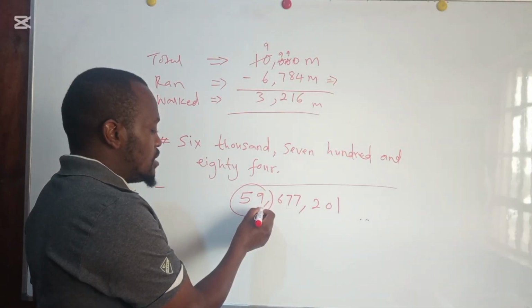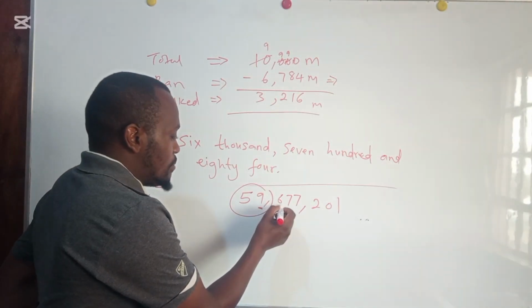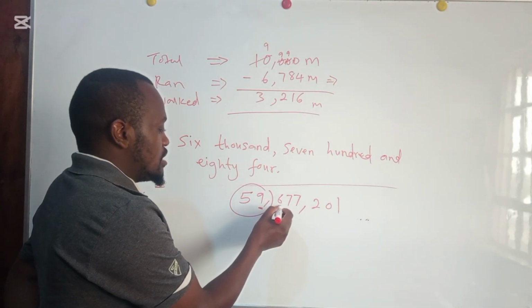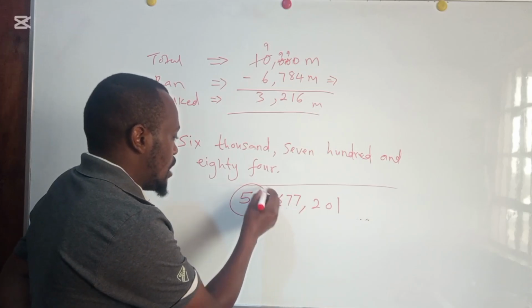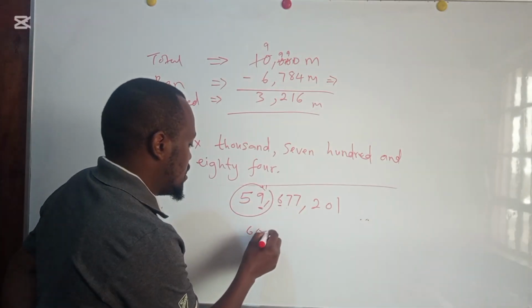You look at, okay, let me round off this. You look at the number behind it. Is it more than 5? Yes. So you add 1 here. It becomes 60 million.